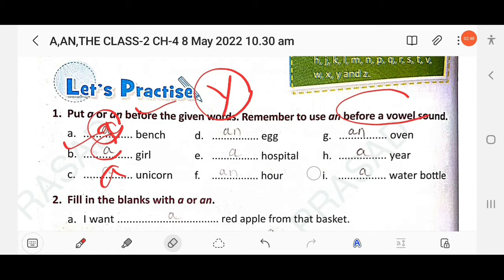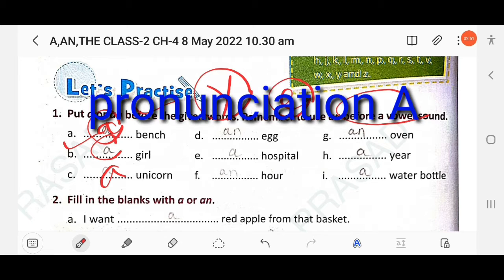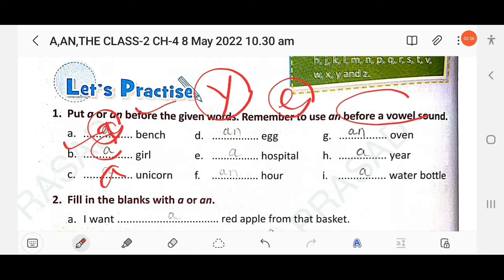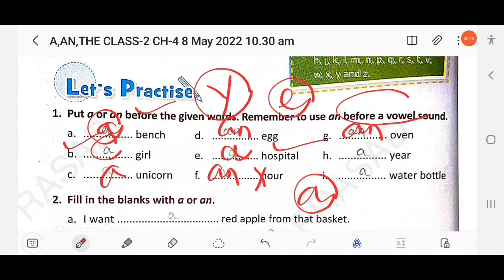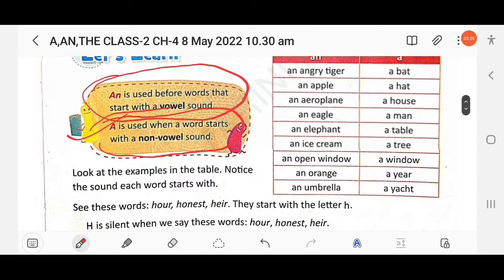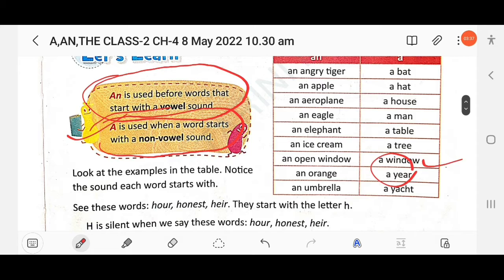The next: dash egg. Here the pronunciation, okay, you have to use an egg. The next: dash hospital. Here, a hospital. The next: dash hour. Here h remains silent. So you have to use an hour. Dash oven, an oven. The next: dash year, a year.